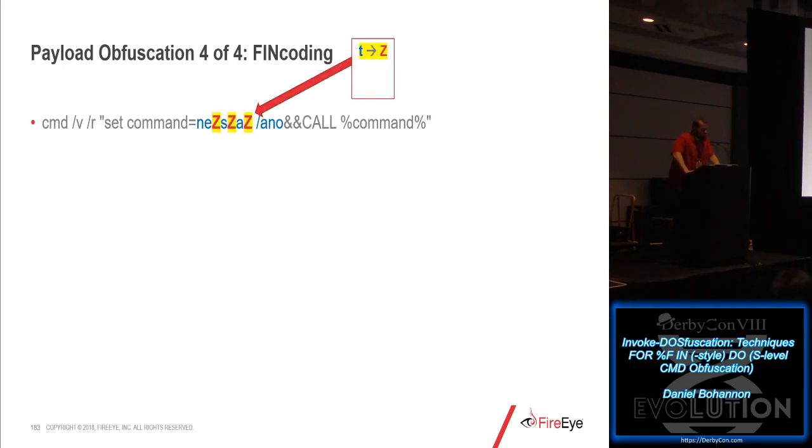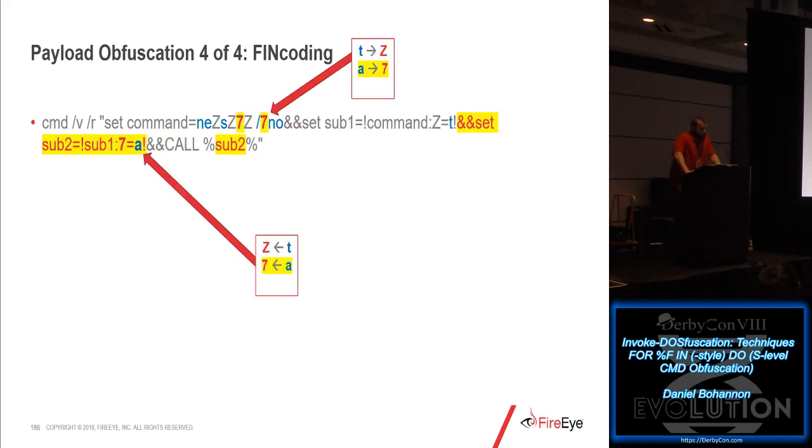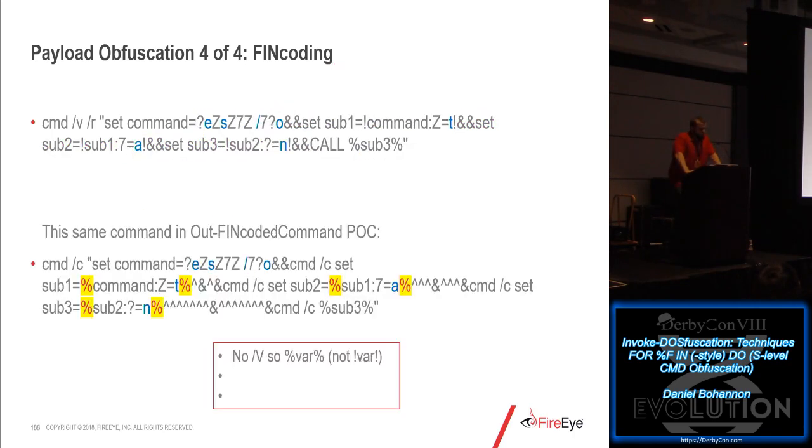The last one is FINcoding, and this was, again, homage to FIN7 and the cool stuff that started all this research for me. So let's say we take all the T's and replace them with uppercase Z's in our initial command that we're setting in this variable. And then somewhere in the command, we're going to swap and use that FIN7 replacement and say, let me, in memory, replace all the uppercase Z's back to T's. And then call that final sub1 variable. Then let's go back and replace A's with 7s, and later replace 7s back to A's, and do that one more time. And then when we call it, it actually continues to run.